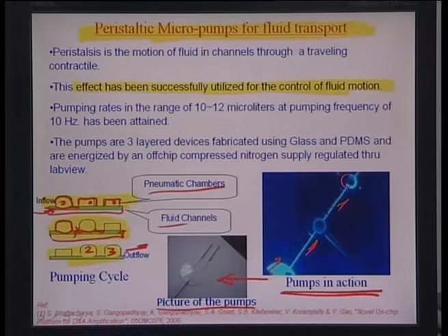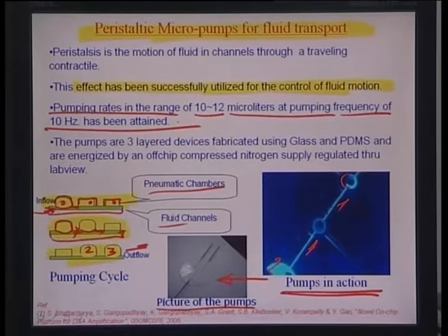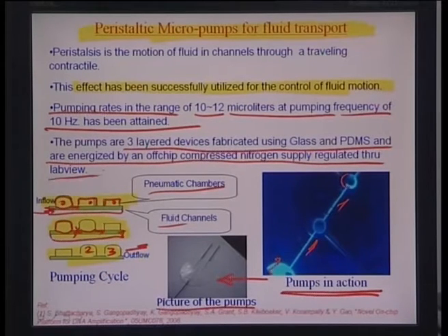So the pumping rate has been categorized in the range of about 10 to 12 microliters at a pumping frequency of 10 hertz, which has been attained, okay, and the pumps are essentially 3-layered devices fabricated using glass and PDMS, pretty much in the manner that we had done blisters. In this case, of course, the orientation of these chambers for pumping, the peristalsis chambers for pumping, are different, and they are energized by an off-chip compressed nitrogen supply regulated through LabVIEW.